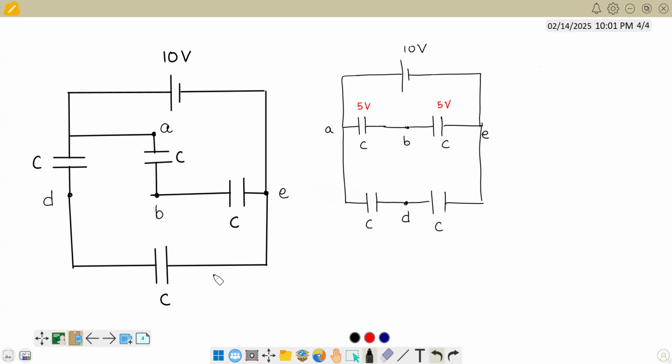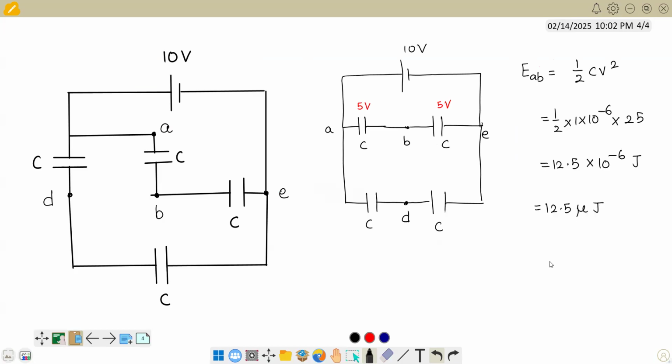Now the actual question was, what is the energy stored between the terminals of this capacitor? Once you know the capacitance, the energy stored across the capacitor AB is half C V square. Half C value is 1 microfarad, into V square is 25. So we can say 12.5 into 10 power minus 6 joule. So the answer would be 12.5 microjoule. The energy stored in the capacitor between the terminals A and B as shown in the figure would be option A. So this is how you are supposed to solve this problem.